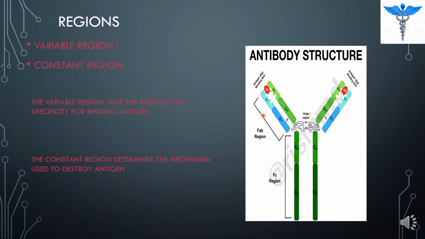The variable region gives the antibody its specificity for binding antigen, while the constant region determines the mechanism used to destroy the antigen, as I discussed a few minutes earlier. So this was all about the regions.